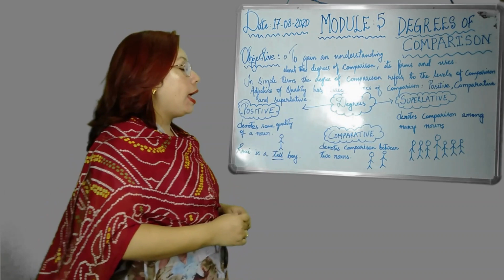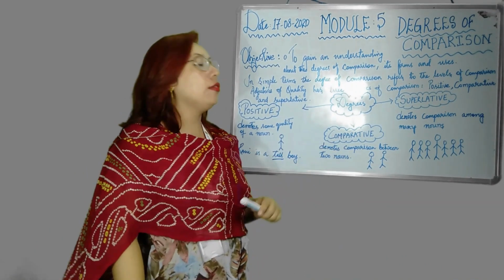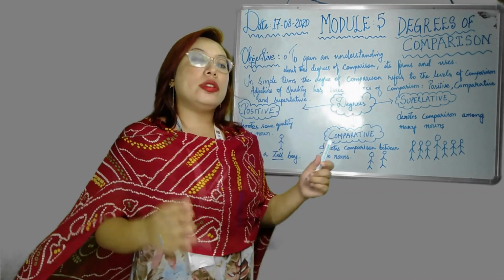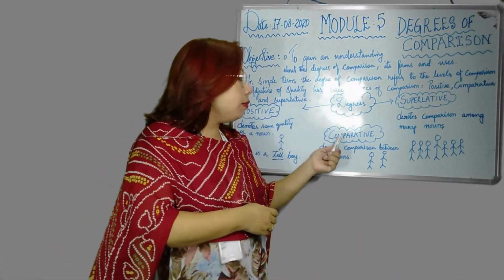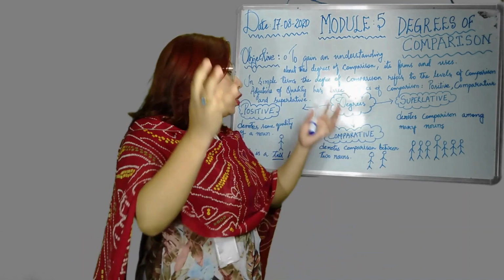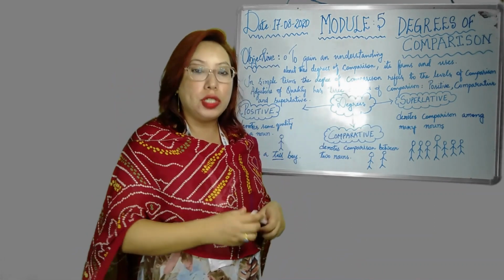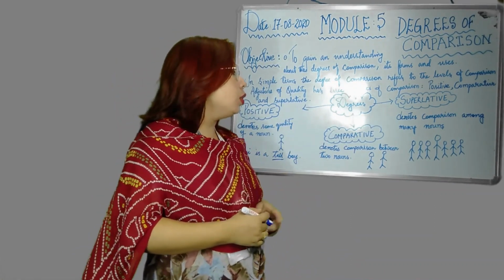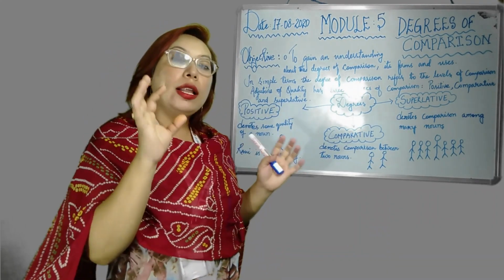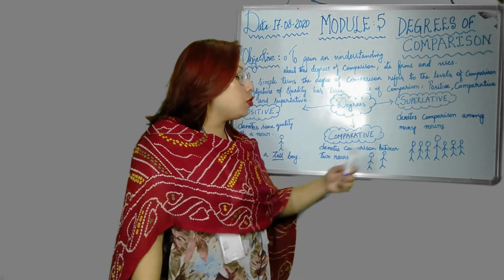The next one is called the comparative degree, a degree higher than the positive degree. The second degree is the comparative degree. Now students, what happens in a comparative degree? It denotes comparison, by the name itself, comparative, no? It denotes comparison between two nouns, maybe two animals, two people, two things, or two objects. The first one denotes only the quality of a noun and does not compare with others. But the second one, over here I have tried to draw.